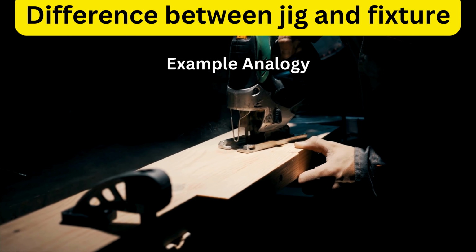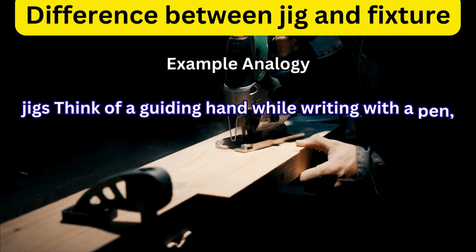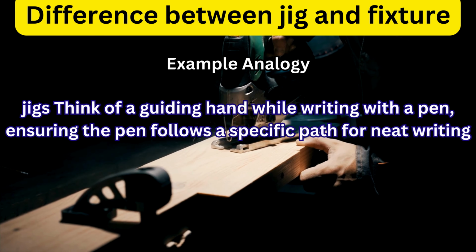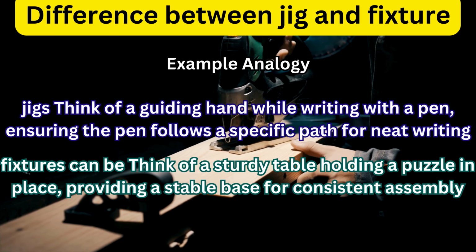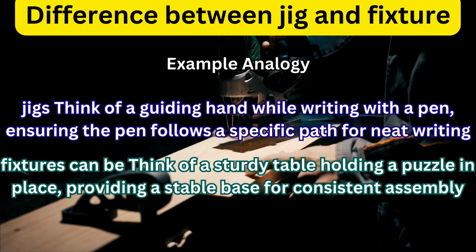Example analogy: Jigs: think of a guiding hand while writing with a pen, ensuring the pen follows a specific path for neat writing. Fixtures: think of a sturdy table holding a puzzle in place, providing a stable base for consistent assembly.